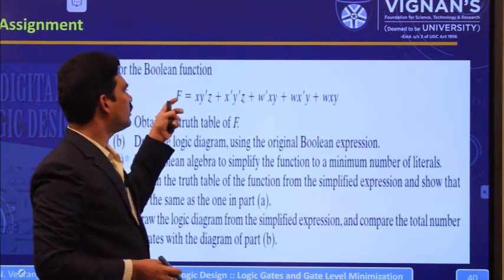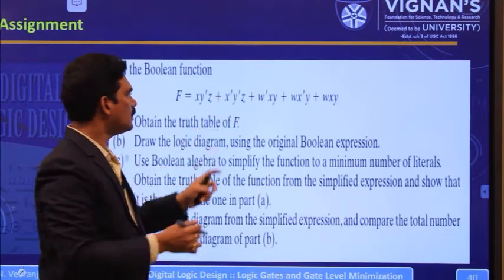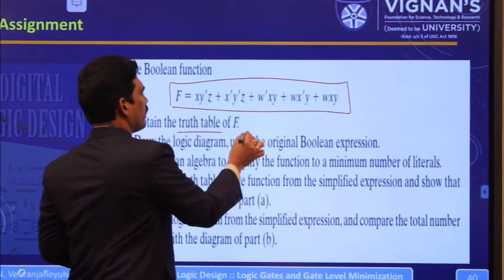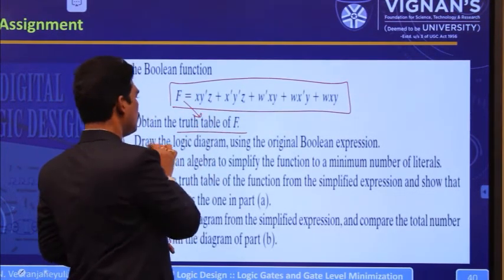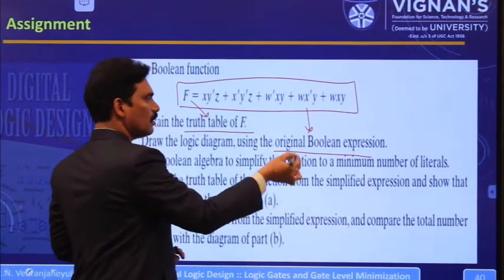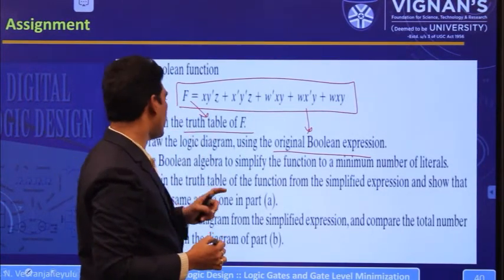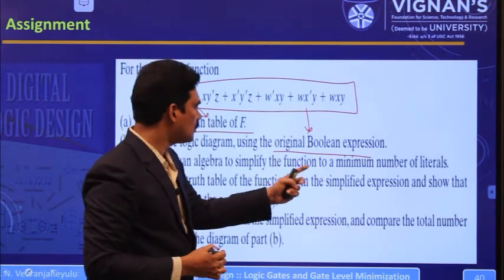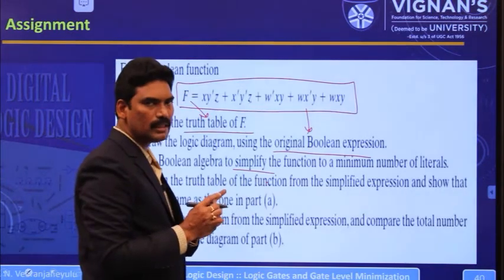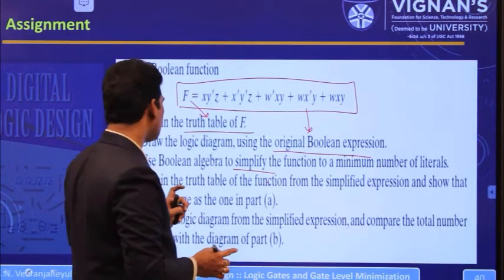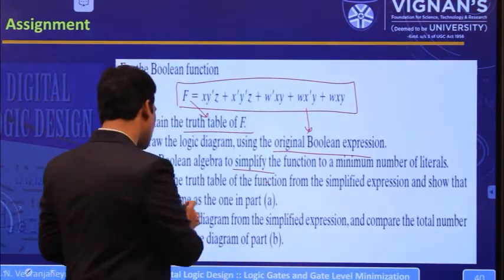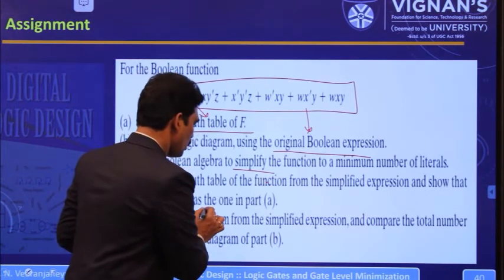This is one expression we have given: F is equal to x y bar z. First you have to obtain the truth table for F, and then the logic diagram using the original Boolean expression. Then use Boolean algebra to simplify the function to a minimum number of literals. Write the simplified expression, and obtain the truth table of the function from the simplified expression and show that it is the same as in part A.